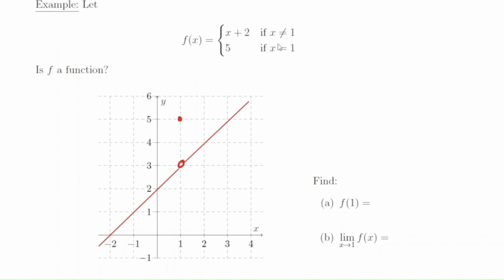Now, what does the graph of this look like? Well, the graph is mainly going to look like x plus 2. x plus 2 looks like this. It has a y-intercept of 2 and a slope of 1. But it's going to have a hole in it.